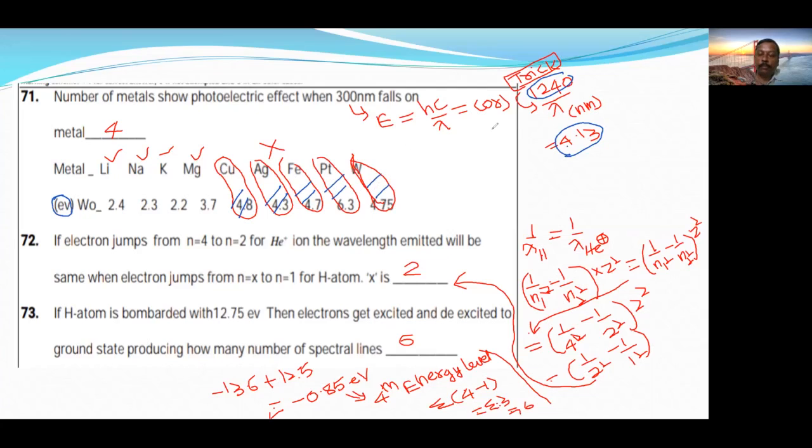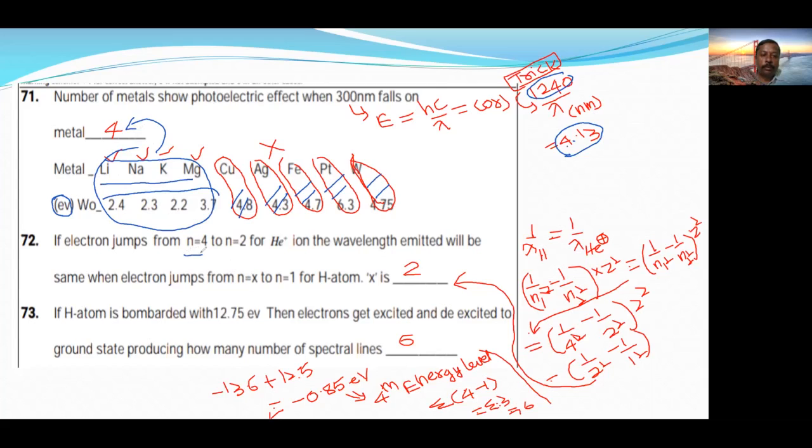4.1. So if the required energy is less than the given energy, only then will it give you the electron. So these metals have energy less than the given energy. Our given energy is 4.13, and their required energy is this much. Therefore, these four metals will liberate.